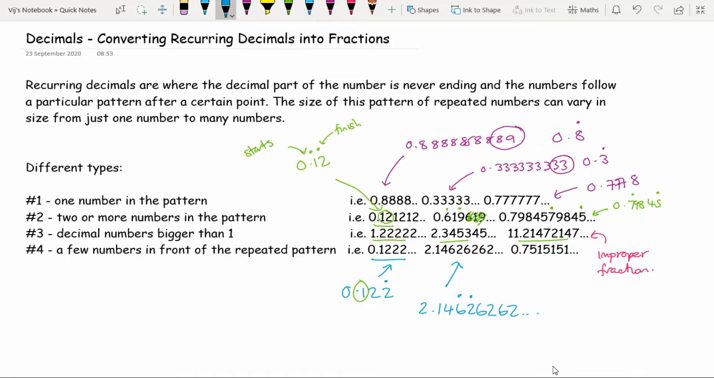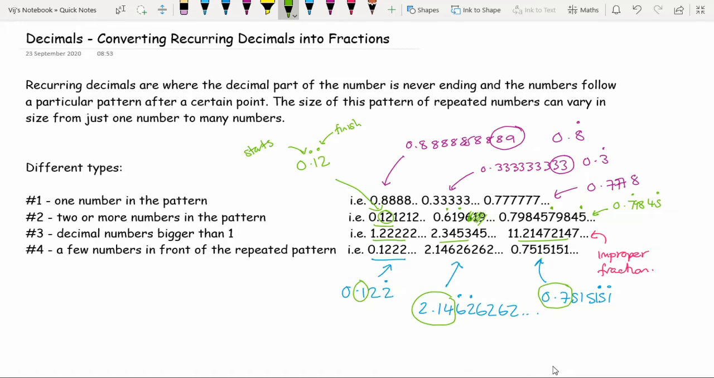2 6 2. So the pointless numbers we've got here, or not to say pointless, the numbers that aren't part of the sort of pattern are the 2 1 4. And likewise with regards to this third example here, we've got 0.7515151, and you can see here that the pattern is 5 1. So the numbers that aren't part of the pattern are the 0.7. So the 0.7 bit is the bit that's not part of the pattern.